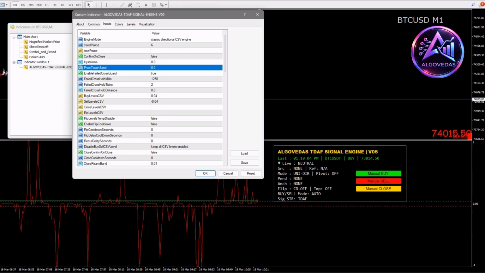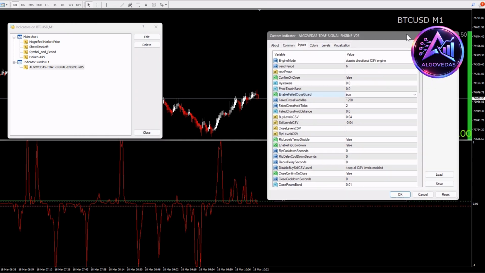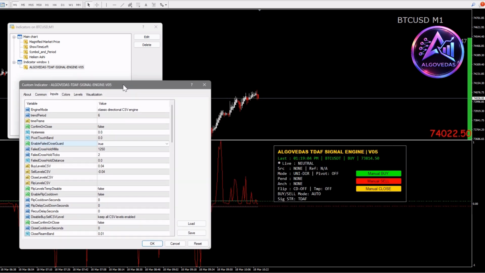This is where things get serious. The market loves fake breakouts. Price crosses a level. You enter, and boom, reversal. This engine doesn't fall for that. With failed crossguard, it waits. It observes. It confirms commitment. Only then does it fire. And if price betrays the move, it flips the signal instantly.